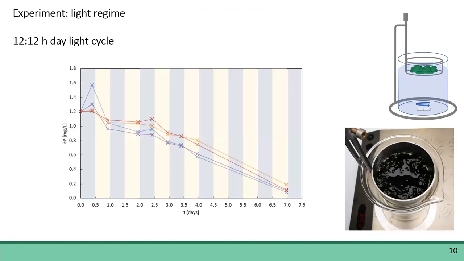Because all of our experiments are conducted during continual light, we want to know if the changing between day and night would affect this method. So we conducted the experiments, which we set to a 12 to 12 hours daylight cycle. And these are the results.